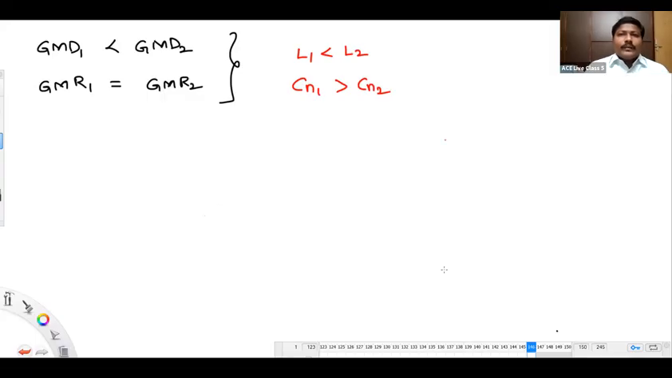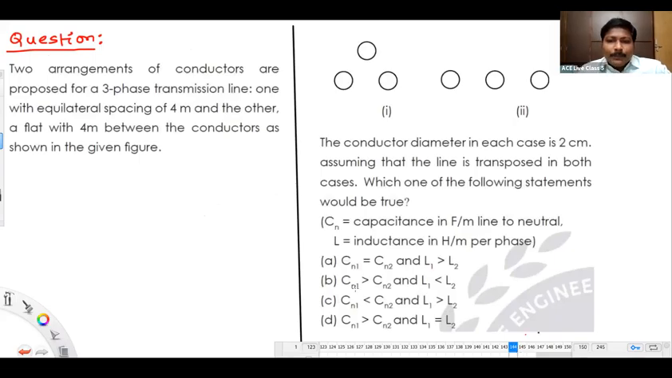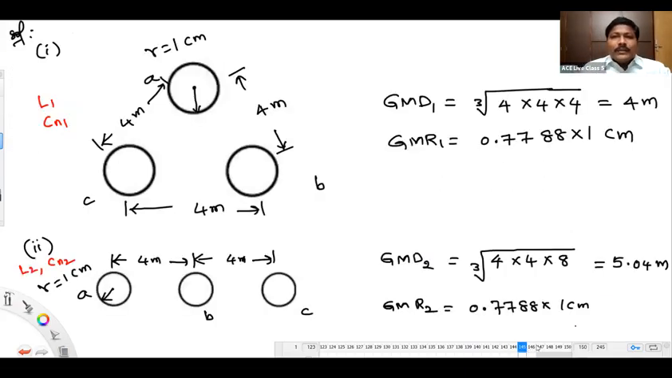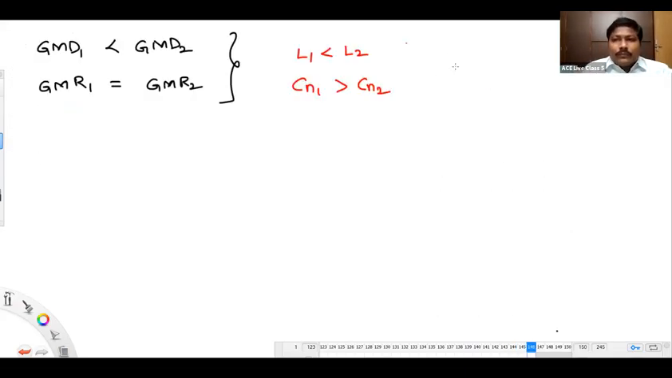So CN1 greater than CN2, L1 less than L2. Which option is suitable here? Option B. Option B is the suitable one to be selected: CN1 greater than CN2 and L1 less than L2. Correct option will be B.